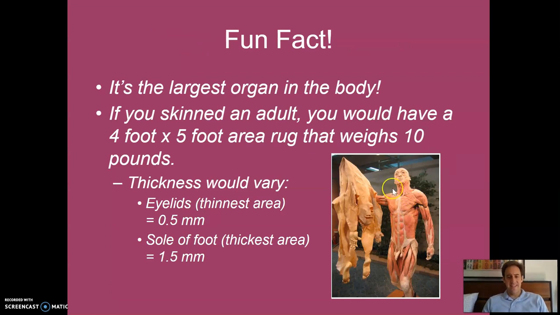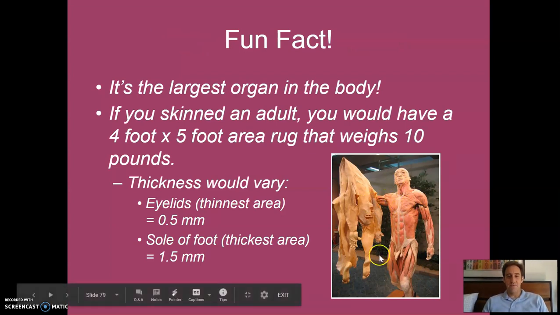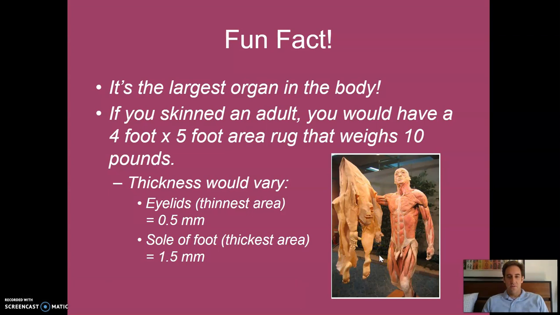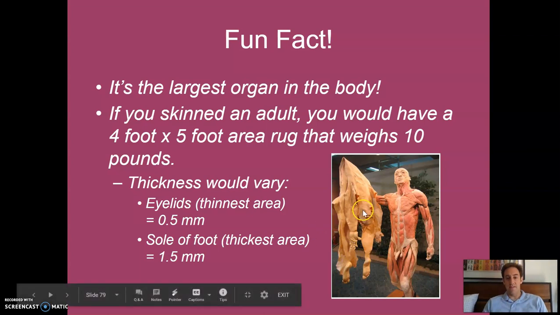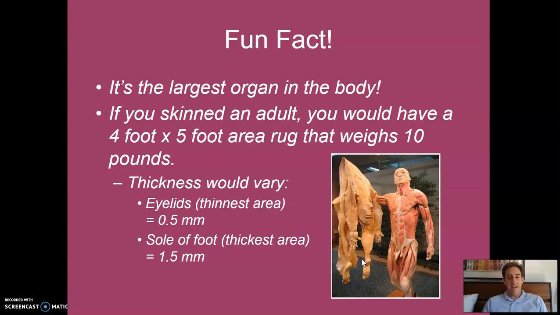So this is actually from an exhibit called Body Worlds, where they do fancy dissections that are part art, part science, and they illustrate unique things about the human body. So basically, they went all Game of Thrones on this guy and removed his skin, and that's what it would look like removed. So if you skinned an adult, you'd have a 4 by 5 foot area rug that weighs about 10 pounds.